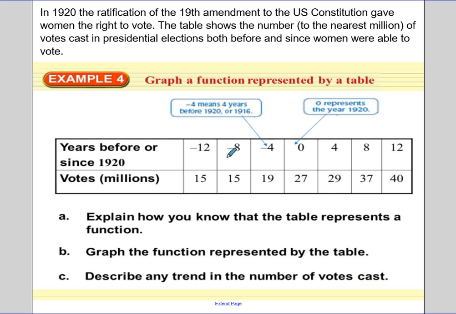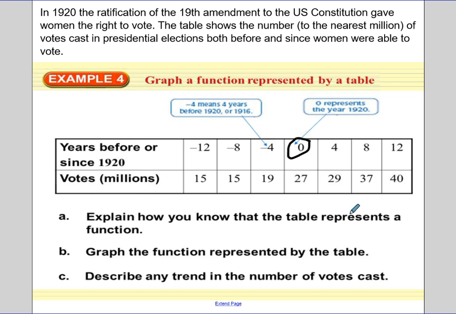Now, if you notice, it doesn't say 1920, 1916, 1925, whatever. It actually is giving it to you in a different format. So notice that 0 is representing 1920. So then 4 years above, this would be 1924. 4 years below, 1916. 8 years above, 1928. 1932, so on and so forth, okay?